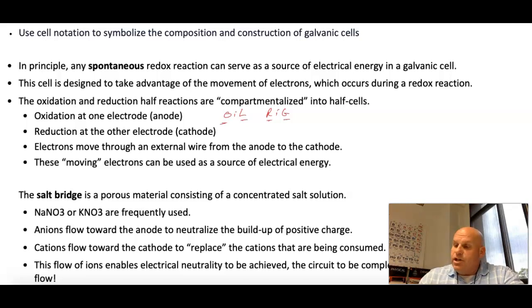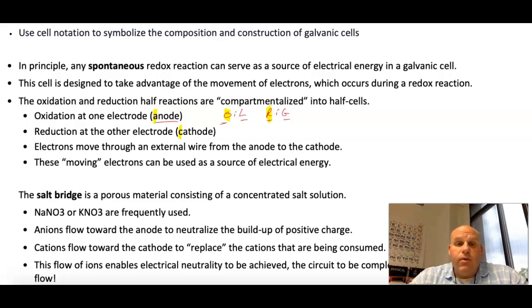An important addition to oxidation being the loss of electrons is that it occurs at the anode. Oxidation is occurring at the anode. I remember that by thinking of the O and the A: the vowels go together. Oxidation at the anode, and reduction will happen at the cathode. So the R and the C, the consonants go together. That's how I like to remember where that's happening.